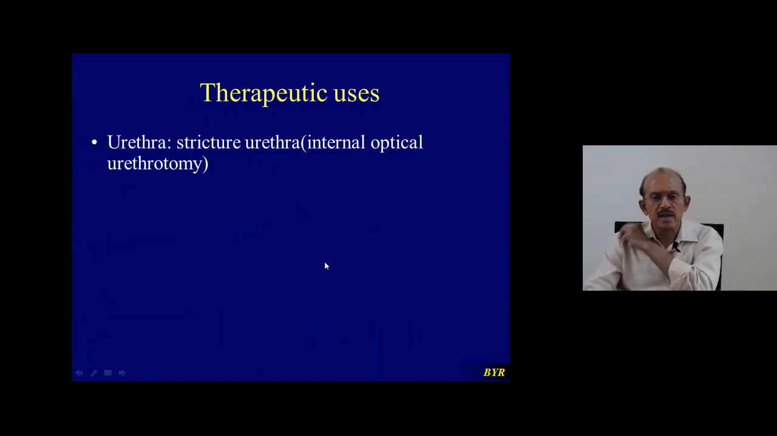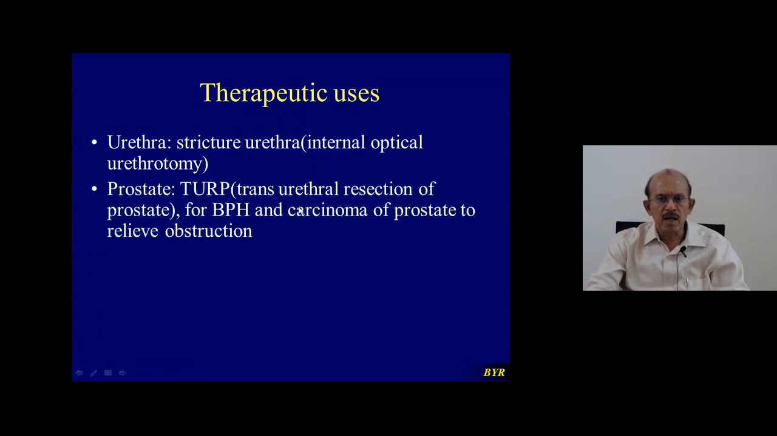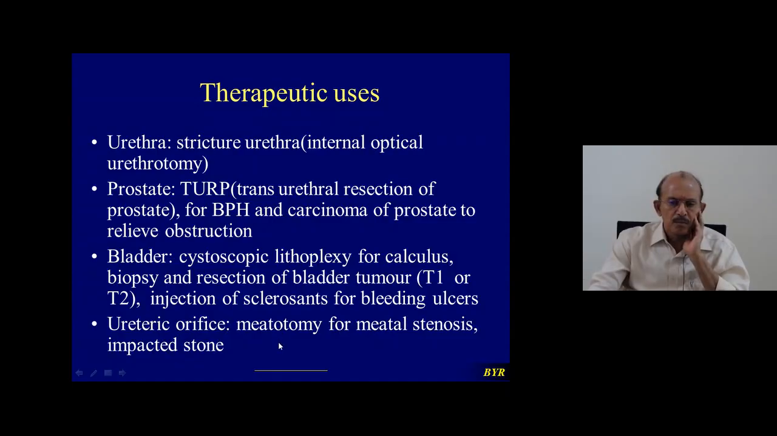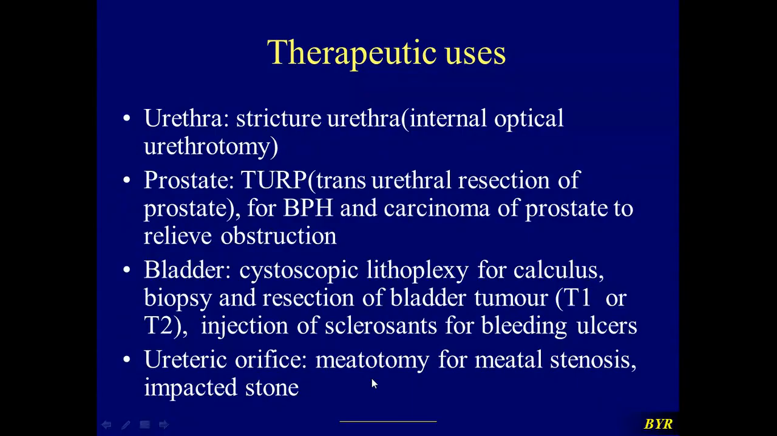Then therapeutic uses of the cystoscope: to treat urethral stricture by optical urethrotomy. Then for prostate diseases, you can do transurethral resection of the prostate for BPH and carcinoma of the prostate to relieve the obstruction. Then bladder: cystoscopic lithotripsy for calculi. That means calculi can be broken in the bladder. Biopsy and resection of bladder tumors can be done. Injection of sclerosants is done for bleeding tumors, bleeding ulcers. Ureteric orifice: if a stone is impacted at the meatus, you can cut.